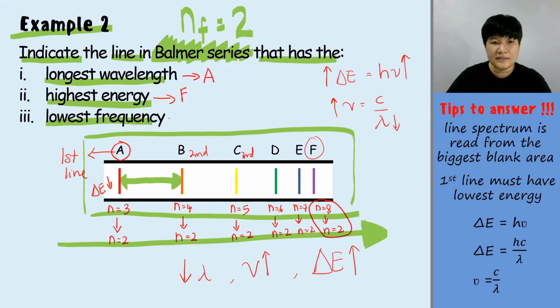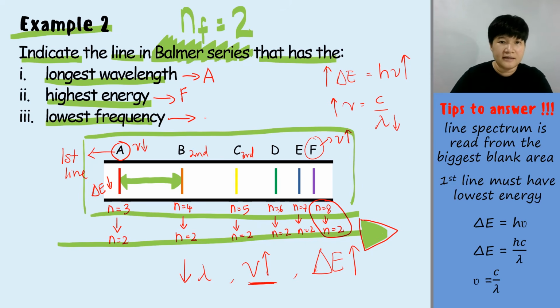And last but not least, lowest frequency. Which one will have the lowest frequency? Knowing that when you move from the left to the right, the frequency increases, it means that F will have a very high frequency. Therefore, the lowest frequency will be A. A will have the lowest frequency.